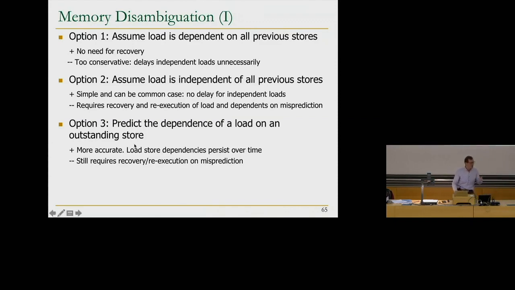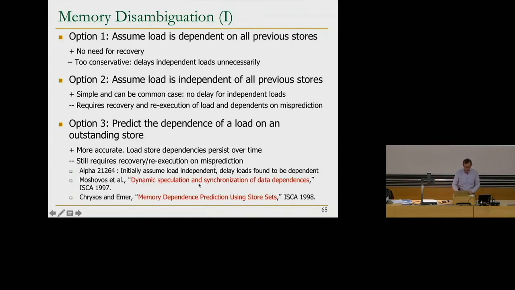Okay, but this is more accurate, clearly. Because load-store dependencies actually persist over time, people found out that if this store is writing to a location that this load is going to read, whenever you go back to the same load and store in a loop, for example, it's going to happen again and again and again. So you can learn from past executions. But of course, if you're wrong, you still need to recover and re-execute.